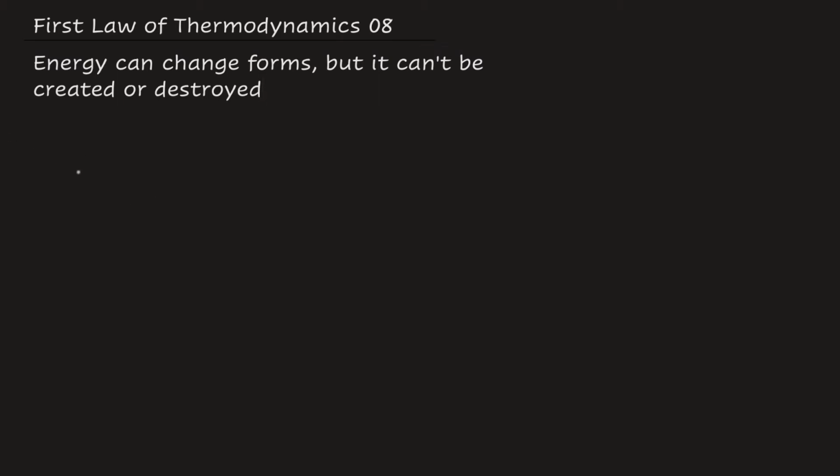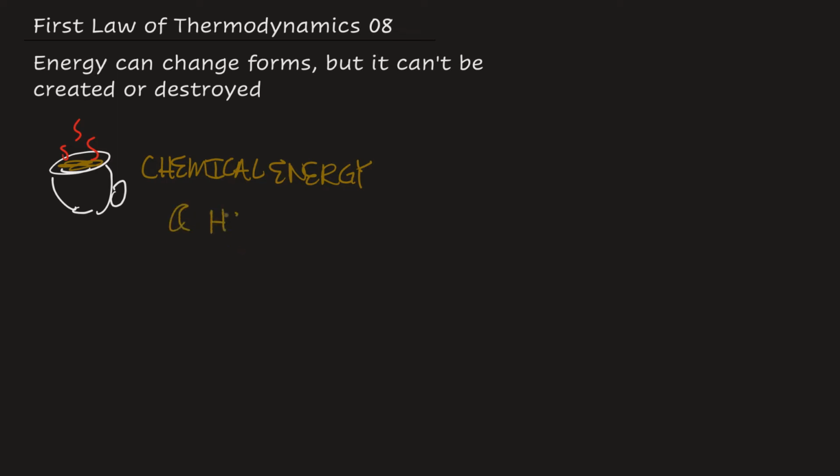So if we have a cup of hot cocoa, the cup, and we have some cocoa in it, and it's hot. The cocoa inside of the cup has chemical energy because of the carbohydrates inside of it and other forms of nutrients it has, and it also has heat energy.